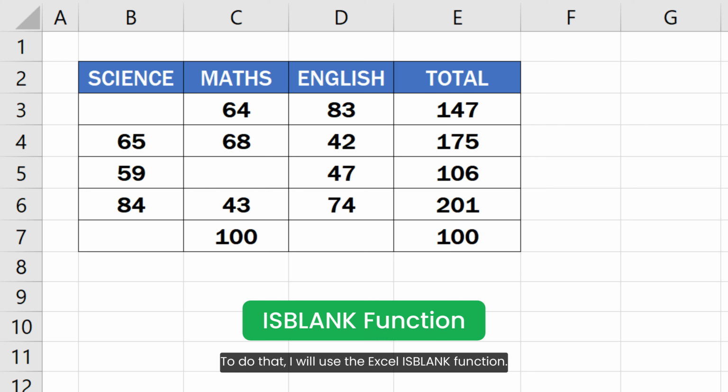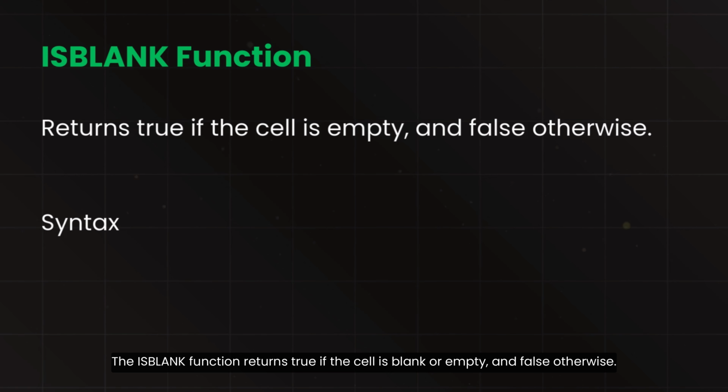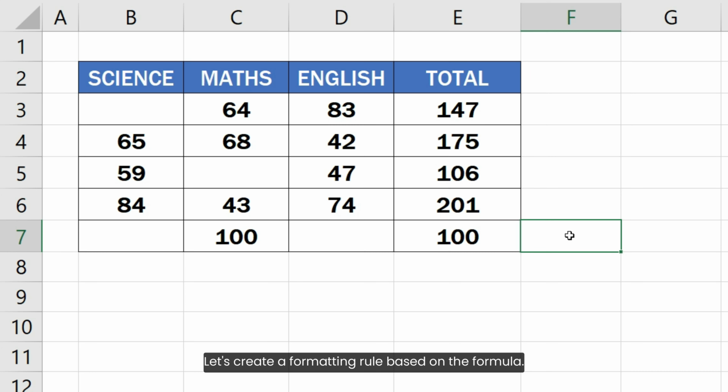To do that, I will use the Excel ISBLANK function. The ISBLANK function returns true if the cell is blank or empty and false otherwise. This function accepts only one argument, which is the cell reference to check. Let's create a formatting rule based on the formula.